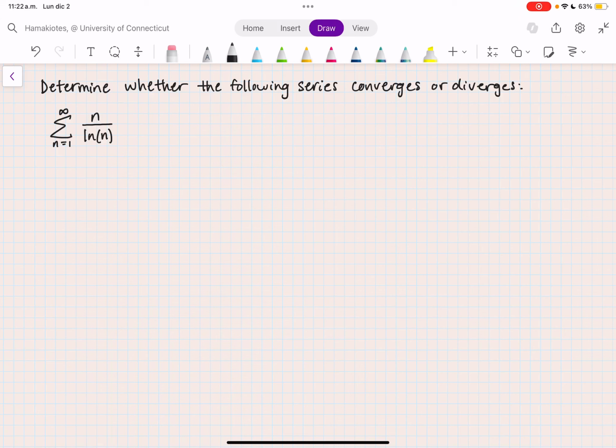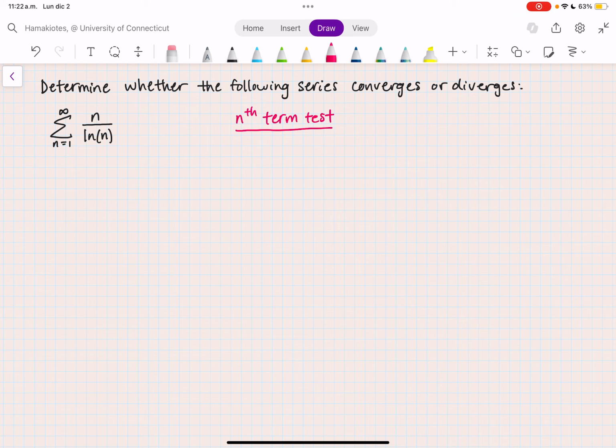In this video, we are going to determine whether the following series converges or diverges. Here we have the sum from n equals 1 to infinity of n over ln of n. So we are going to use the nth term test. So let's recall what that tells us.